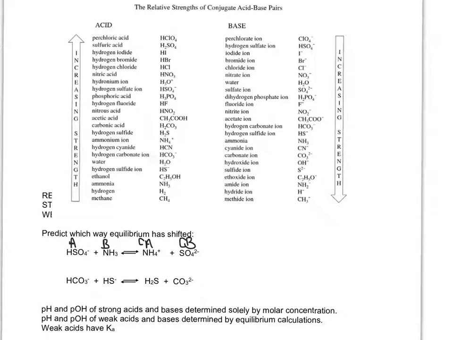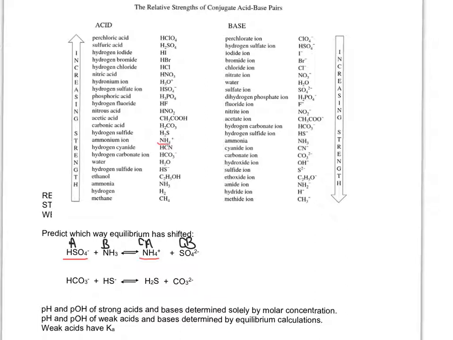So to determine which way the equilibrium lies, what you want to do is compare your acid with the conjugate acid and the base with the conjugate base. Figure out which is the strongest acid, which one is the stronger base. And the equilibrium will lie towards the weaker species. So let's start with our acids. So I have HSO4 minus versus NH4 plus. And we want to find those.